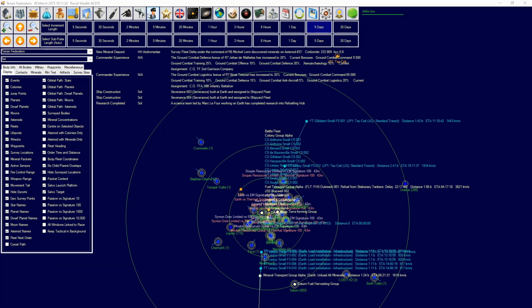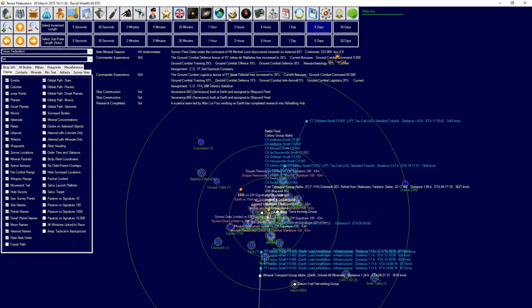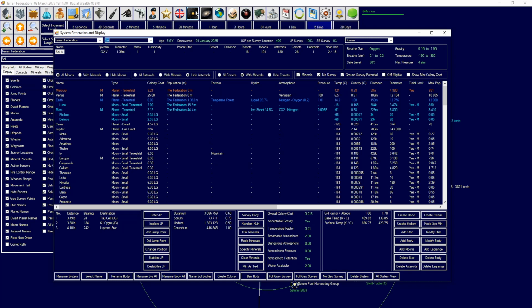And you can check what your race's pressure tolerance is here. So anytime you want to know what I'm talking about for your race, for humans, this is what you're looking at. So ideal oxygen pressure is 0.2. Maximum atmospheric pressure is 4.0. So anything above that, and humans are not going to have a great time, and that's going to cause colony costs to rise.